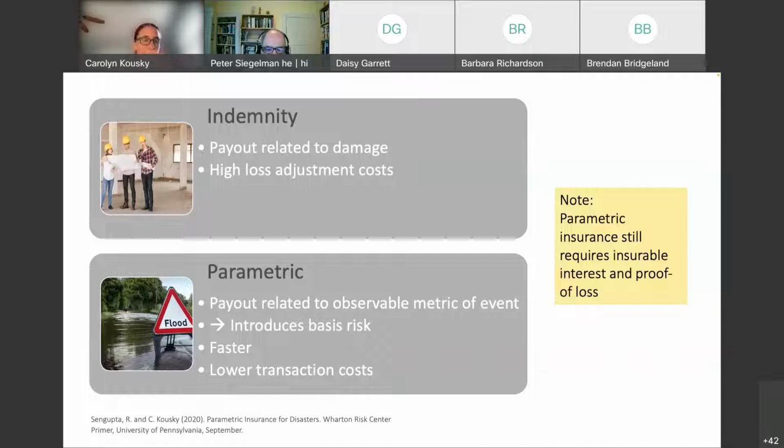So that's one thing. Also, parametric insurance has much lower transaction costs because you don't have to go and adjust the loss.